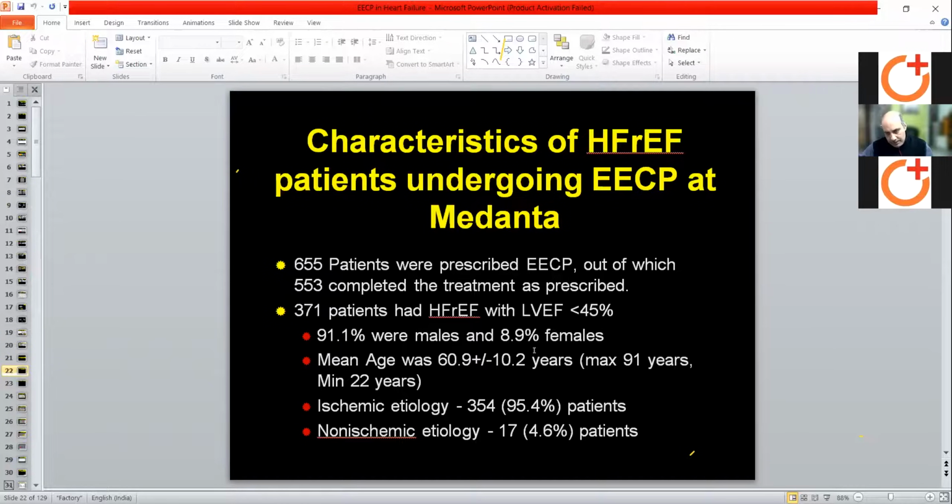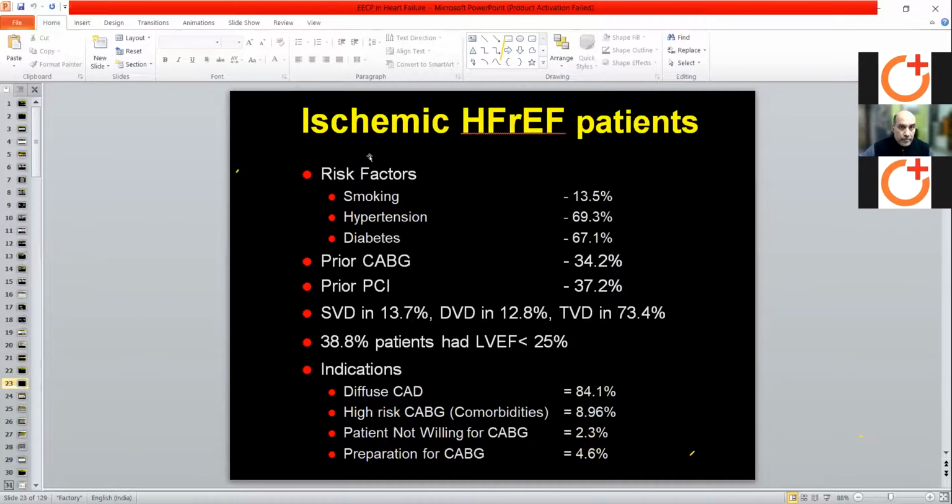So this is the data from all people who had LV ejection fraction less than 45 presenting to us for counterpulsation. 91% were male, and mean age was around 60.9. The maximum age we have done is 91, and the lowest age is 22. This person was a dilated cardiomyopathy patient. Ischemic etiology was there in 95.4% of patients. Rarely we have been using this as an indication. However, 17 patients, a total of 4.6%, had non-ischemic cardiomyopathy as well.